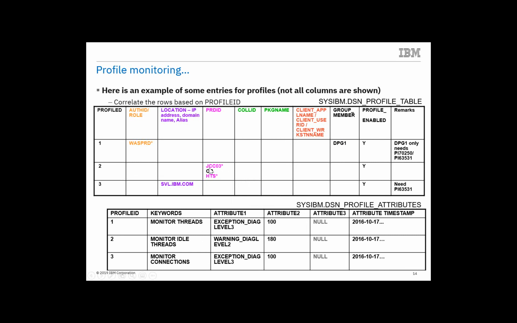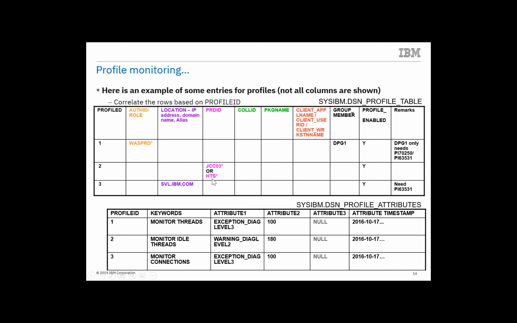Profile number 2 here, a couple examples, the JCC03. So this is the product ID for the JDBC 3.0 drivers coming in. Well, realize those have been stabilized for actually a couple years now. So there's no new features or functions going into the 3.0 drivers. There's break fixes, but no new functions. You've got to get to 4.0 to take advantage of new things like the sysplex workload balancing.